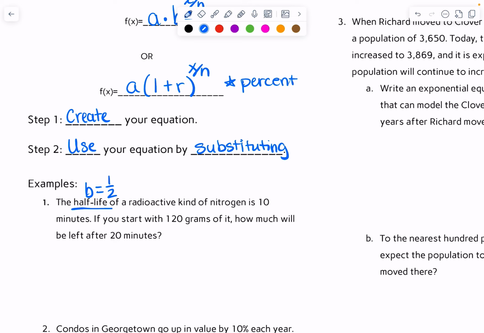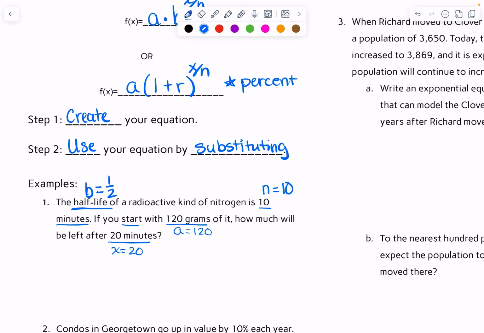And the half-life itself here, it says is 10 minutes. That's the n. That's the interval of time. So here our n is 10. I see I'm starting with 120 grams, so that's my A, 120. And how much will be left after 20 minutes? That's going to be, in this case, my x. My x is going to be 20.